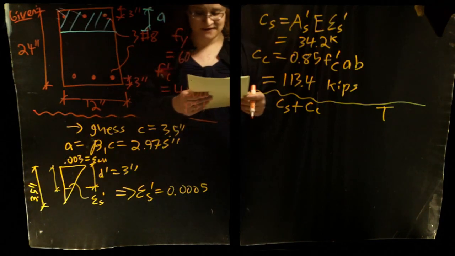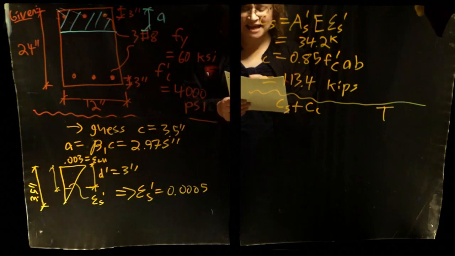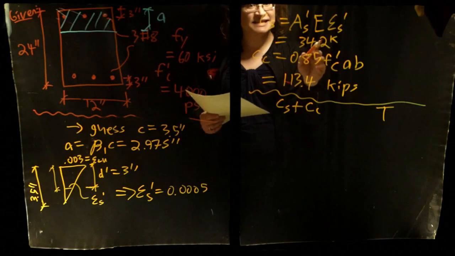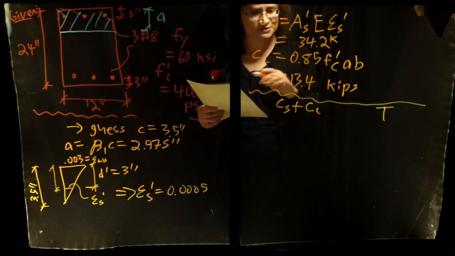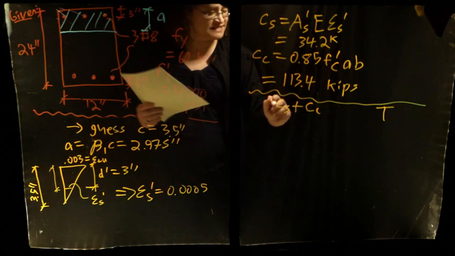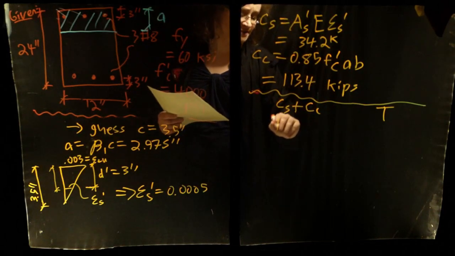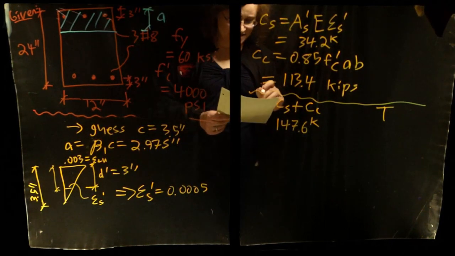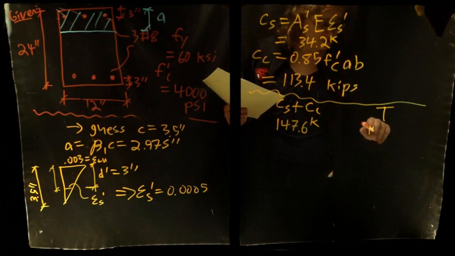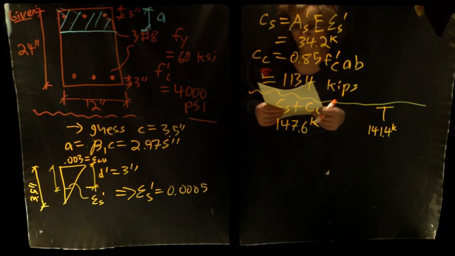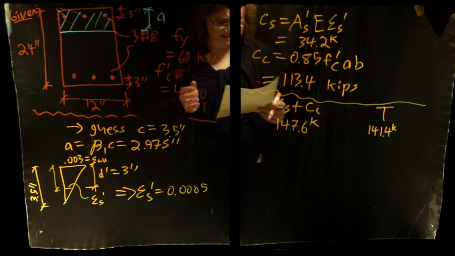I have my C_s of 34.2 and my C_c of 113.4. On this side of the ledger, I get a total force of 147.6 kips. And on this side, I have 141.4 kips. And that's not changing. That's just the tension force in the steel.